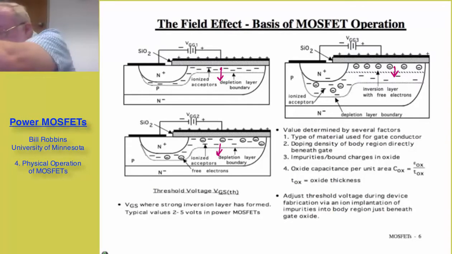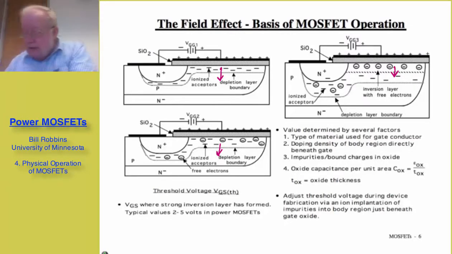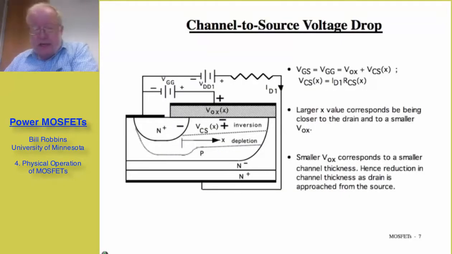Now, so far I've been describing the operation without considering any flow of current. If we go to the next slide, we begin to have to take that into account. What I'm showing now is the cross-section of a single unit cell, and I'm now applying a drain to source voltage through a resistor. So now drain current is beginning to flow.